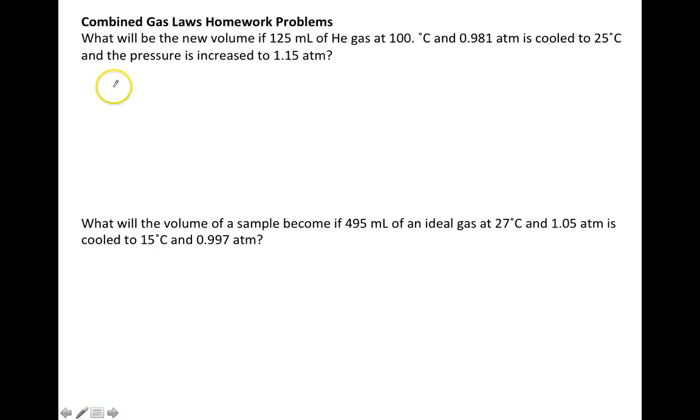We are on the very last of the gas laws video presentations, and this is the homework problems for the combined gas laws from your notes packet.